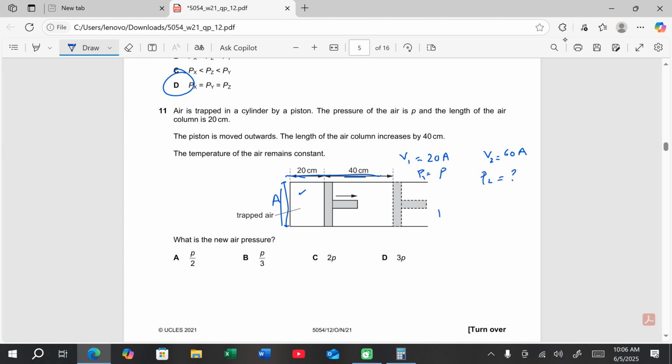So we'll apply the formula. P1 V1 is equal to P2 V2. P1 is small p, this is 20A, this is P2, this is V2.